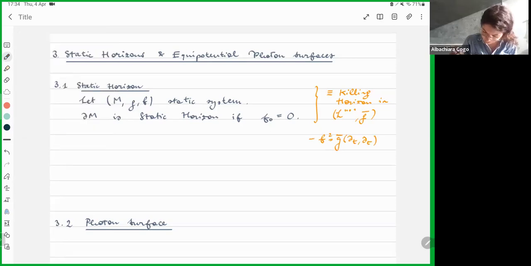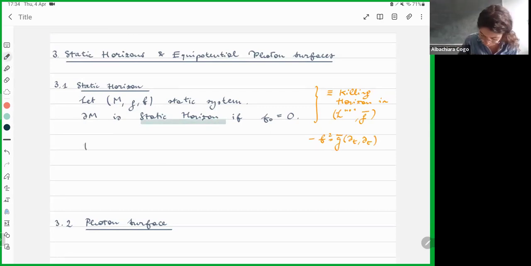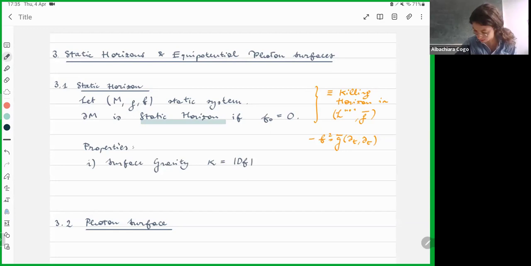Okay, and Killing static horizons, let me underline this, have some properties which will be crucial in proving the uniqueness theorem that I mentioned. They have constant surface gravity, and the surface gravity in this case will be the norm of the gradient of f restricted to the boundary, constant. And they will be totally geodesic, because they are static. So the second fundamental form vanishes, and then in particular they have zero mean curvature, so they are minimal.